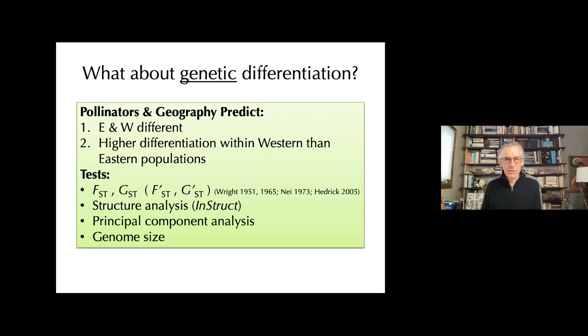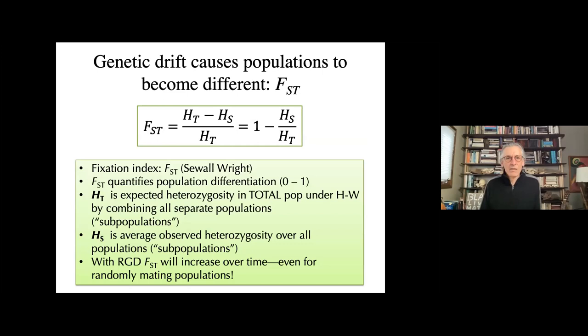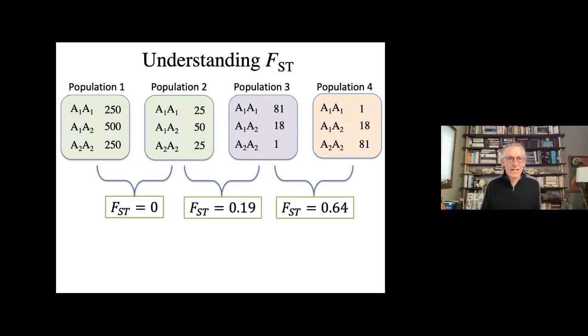You can also do a principal component analysis or study genome size. So we've done all these sorts of things. I'm not going to talk about this here. FST is a way of differentiating populations and asking how different they are compared to the population as a whole or all the subpopulations.